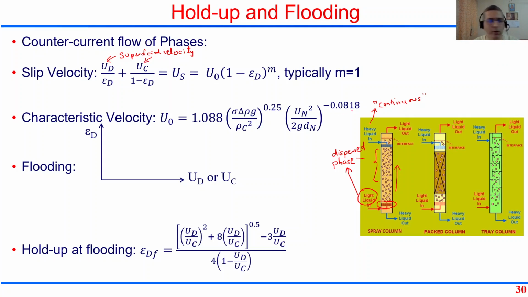I hope everybody knows what I mean by superficial. Superficial means flow rate divided by the total empty cross-sectional area. Right. Now, epsilon D is the holdup of the dispersed phase. That is what is going to give you the interfacial area.